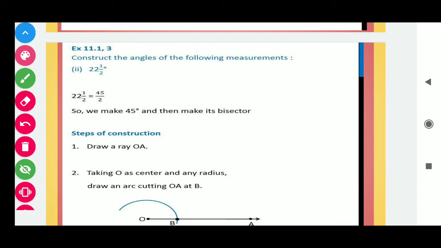Okay, and after that, taking O as a center and any radius, draw an arc cutting OA at B. Students, you have to open the compass to any radius, but remember one thing: if you open your compass, suppose, at 3 centimeter radius, then it should remain at 3 centimeter radius up to the last question until we reach the required solution.